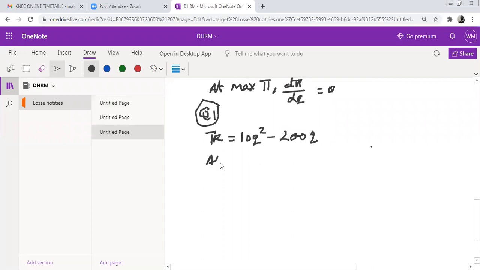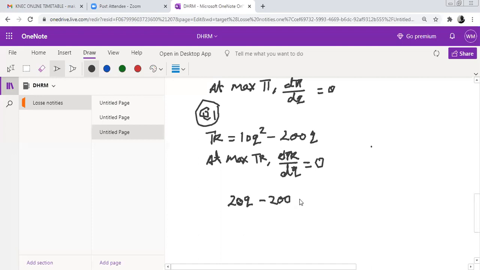You come here and tell the examiner that you know that at maximum total revenue, change in TR over change in Q should be equal to 0. Can you give me the equation for change in TR over change in Q? 20Q minus 200.